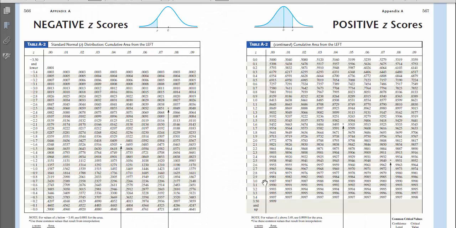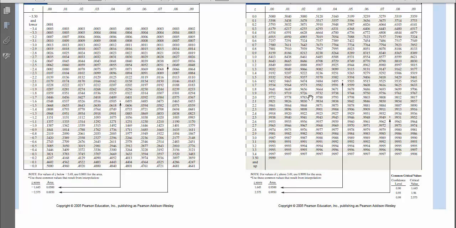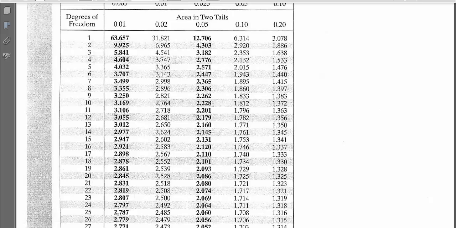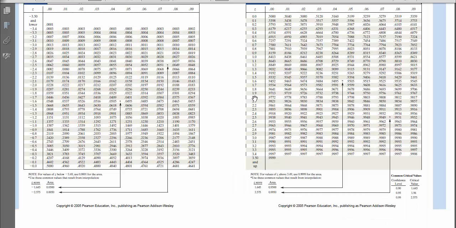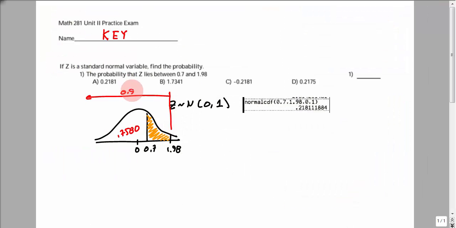Here's the table for 1.98. Here's 1.9 going across, and 1.98 is 0.9761. So the area from here to negative infinity is 0.9761. Then we would basically subtract this area that we don't want, 0.7580, and we'll be left with this shaded area right here that we're interested in.